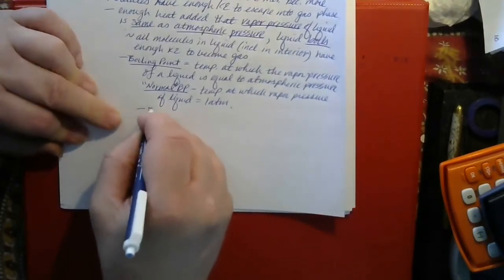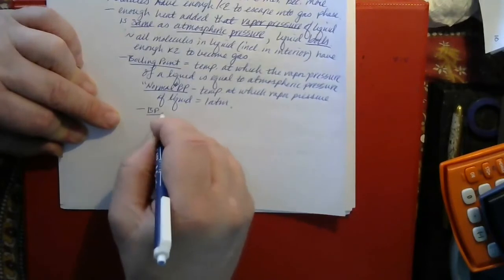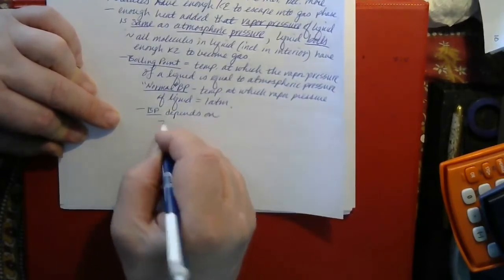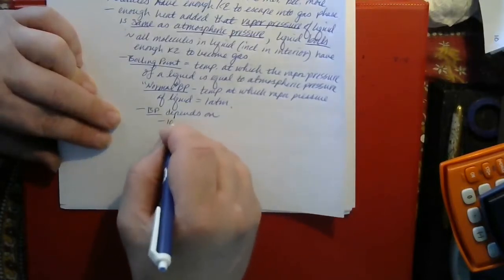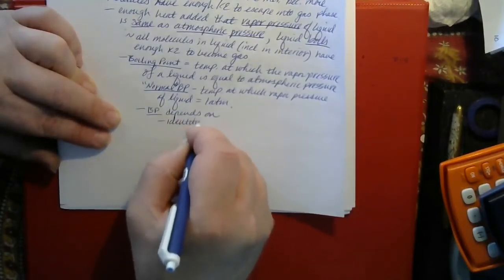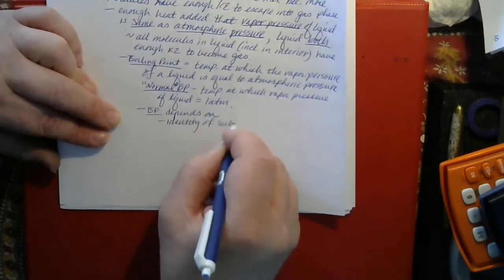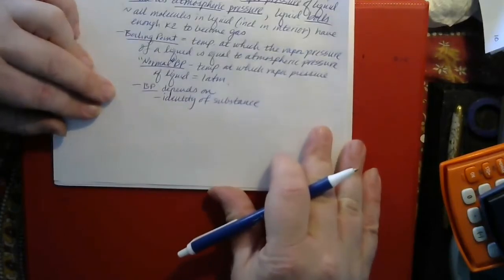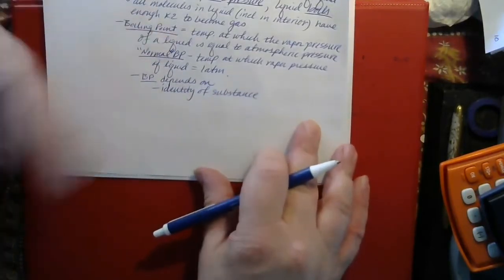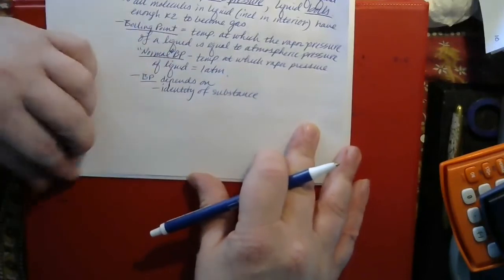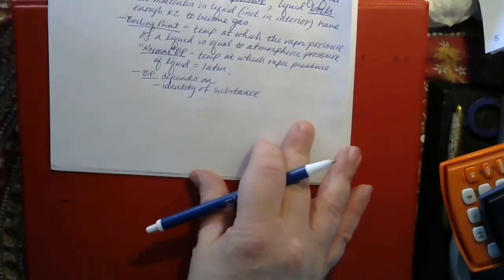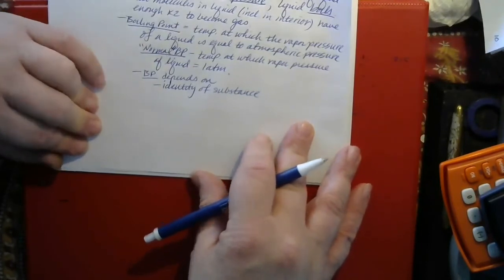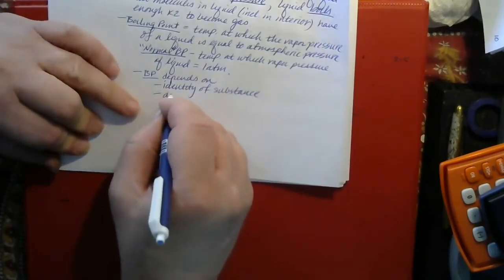And so the boiling point depends on several things. Well, first of all, the identity of the substance. Because, of course, the identity of the substance has to do with what kinds of intermolecular attractions are present. And that has a lot to do with how much energy it takes to tear these molecules apart from each other and put them into the gas phase. It also depends on atmospheric pressure.